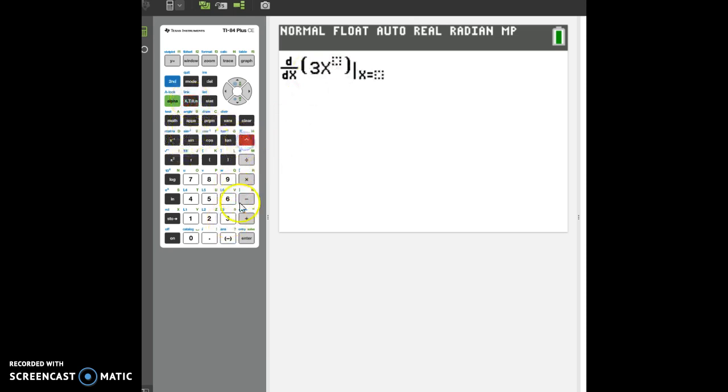3x cubed minus 10x. And where do we want to find the derivative at? Well, we want to find it at a value of x equal to 1. And that's all you have to do.